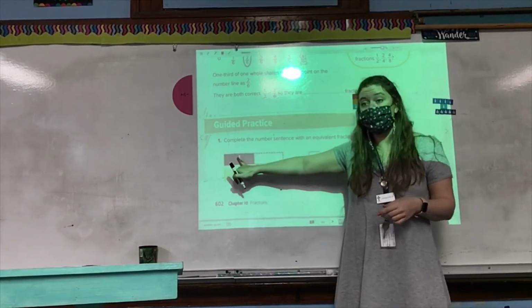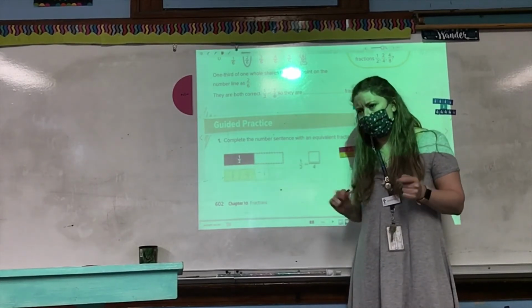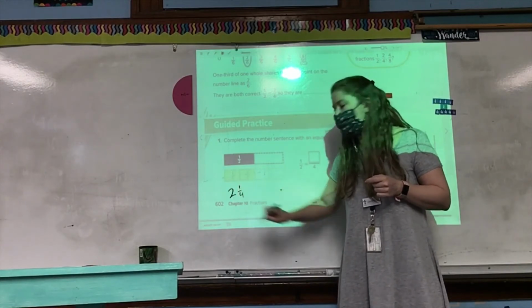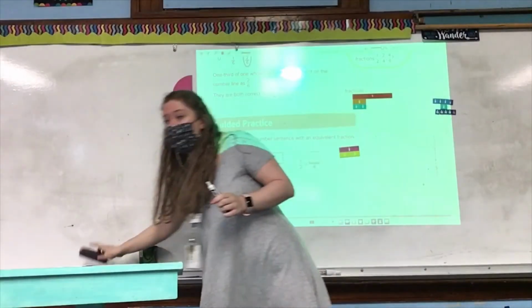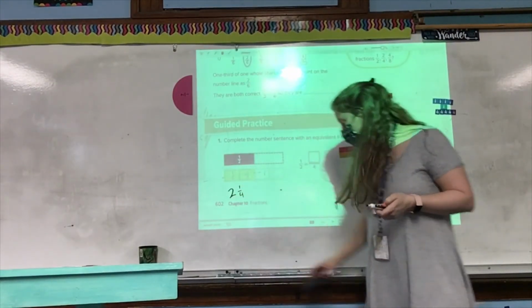So, we know this is 1/2, right? Because it's only one fraction tile. But 2 1/4 tiles, do I write it like this? No, that's a completely different fraction. That is not 2 1/4 tiles. This actually looks like this.